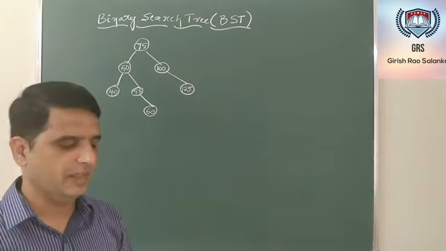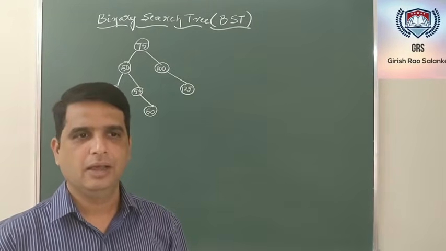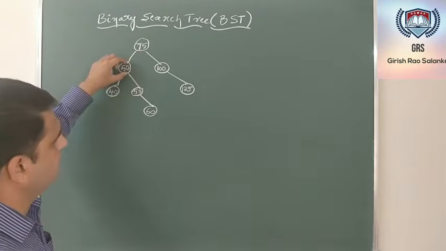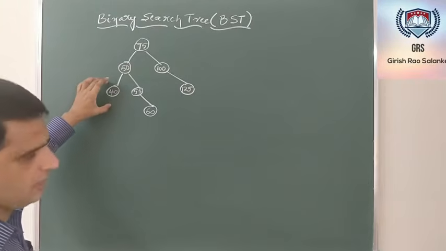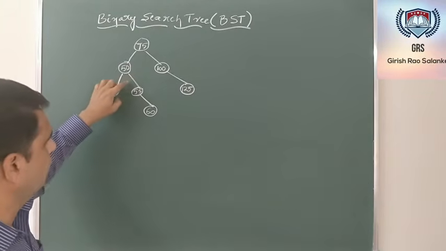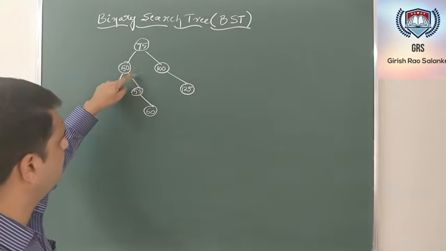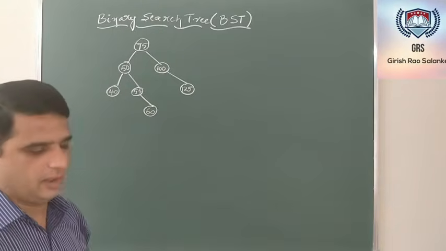So the definition of binary search tree says that for any node in a binary tree, let me call it X, all those keys which are to the left of X should be less than X, and all those keys which are greater than or equal to X should be on the right side of X.